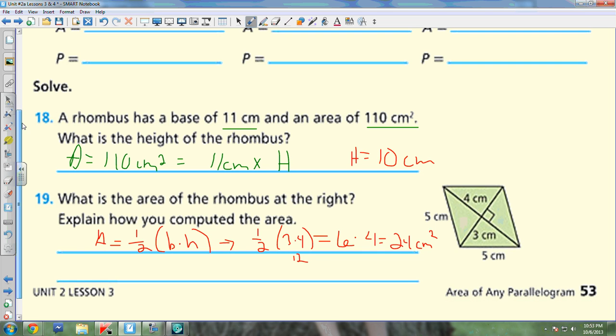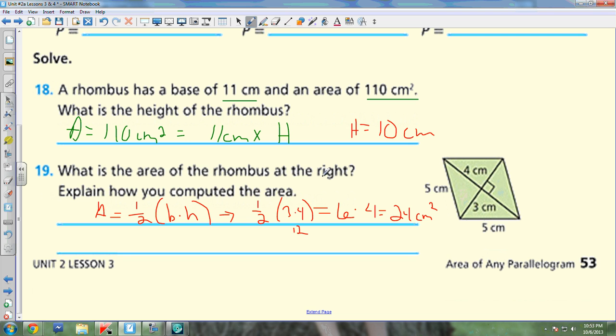In number 19, what is the area of the rhombus at the right? Explain how you computed the area. Well, if you look over on the right, there are actually 4 triangles there. Here, here, here, and here. And the formula for triangles is area of a triangle is 1/2 base times height.